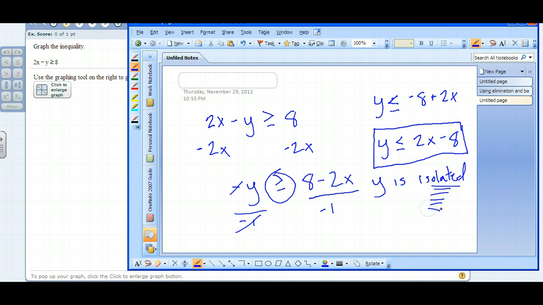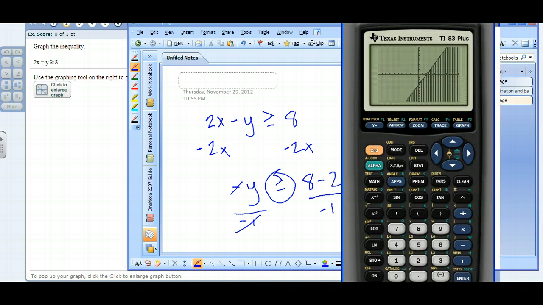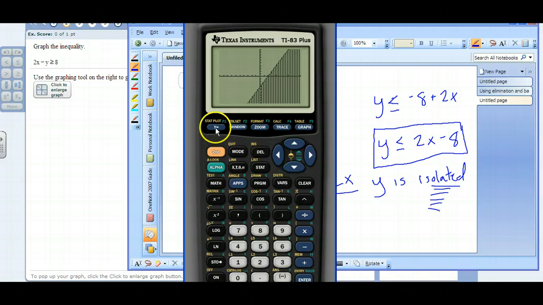That's what you want to use when you're going to use your calculator. Alright, so go to your y equals. I'm going to clear it out. Notice when you clear out, it automatically takes away the less than or greater than. And now I'm going to put in 2x minus 8. Don't try to put in the y and the order symbol. Just put in 2x minus 8. Then go back to the front afterwards.